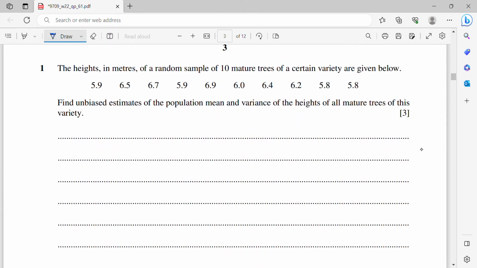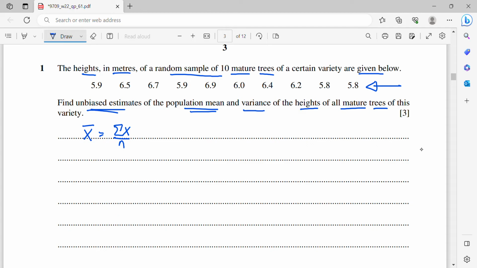Question 1. The heights in meters of a random sample of 10 matured trees of a certain variety are given below. So you are given this 10 data. Find unbiased estimates of the population mean and variance of the heights of all matured trees of this variety. To get the unbiased estimate of the population mean, the formula is x bar equals summation x over n. Now we need to get the summation x.